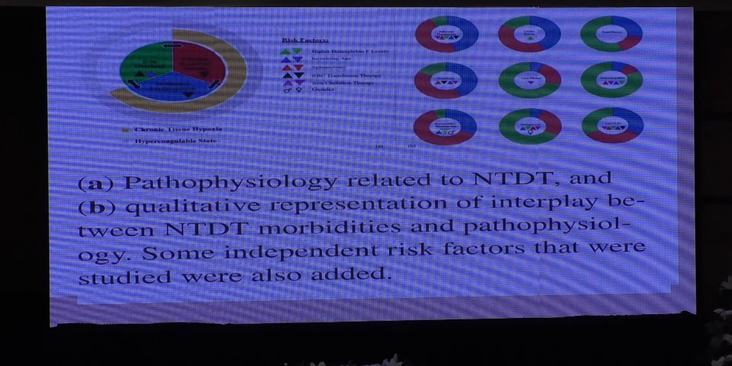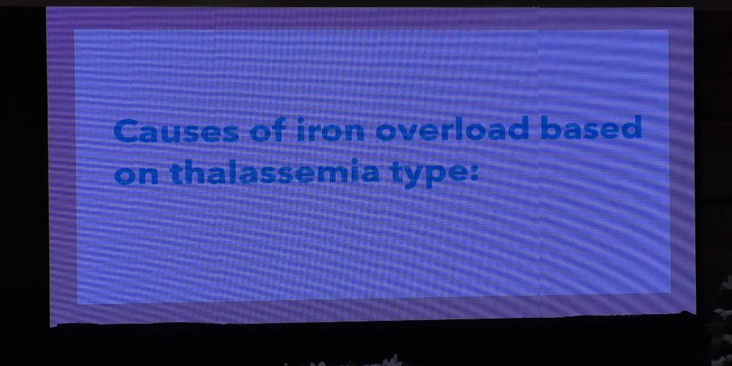The image shown describes the pathophysiology mainly in non-transfusion dependent thalassemia, which describes an interplay of many factors present in non-transfusion dependent thalassemia patients, on a base of chronic tissue hypoxia and a hypercoagulable state that's evident in these patients, together with many other factors like the hemoglobin F levels, splenectomy status, the age of the patient, the condition of transfusion, the condition of chelation, and the gender of the patient. What are the causes of iron overload based on thalassemia type?